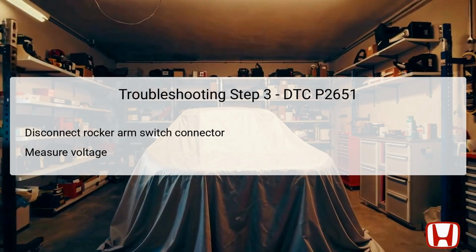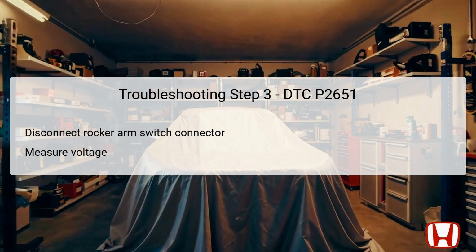To initiate, first ensure the vehicle is powered down by turning it to the off/lock position. Once powered down, disconnect the rocker arm oil pressure switch, specifically the 2P connector, to isolate it from the system for testing purposes. With the switch disconnected, switch the ignition back to the on position, preparing for voltage measurement.